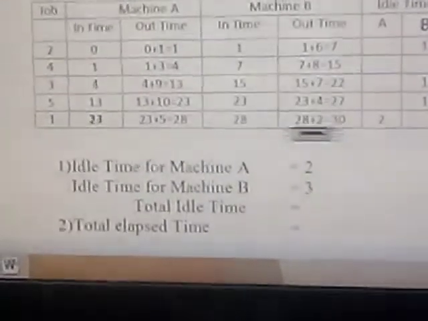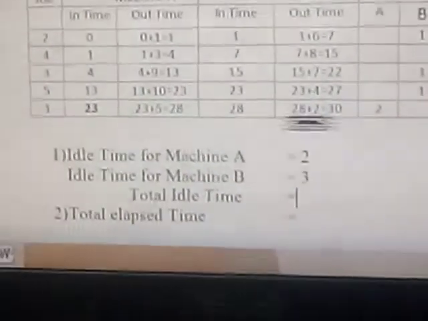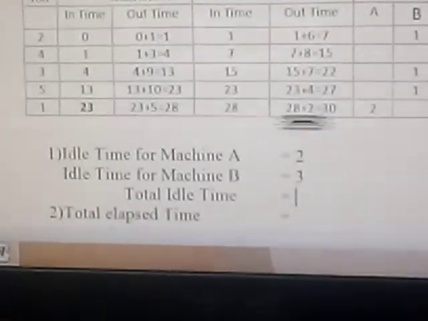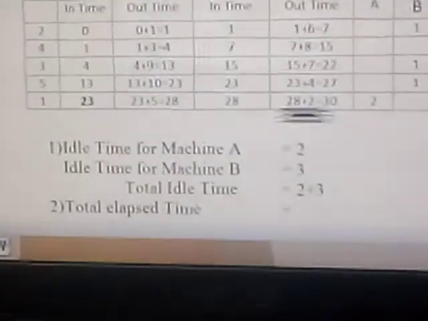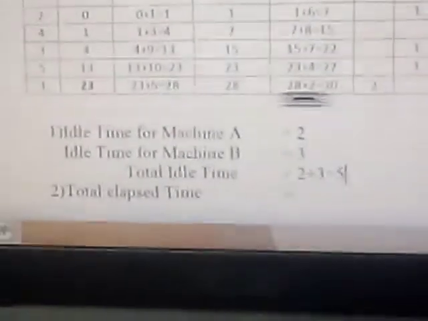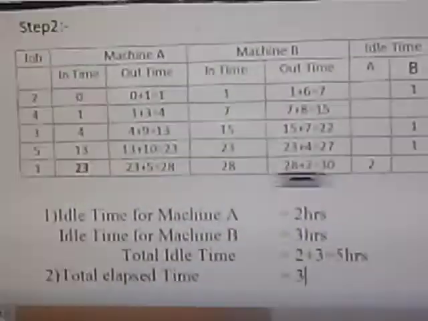The total idle time is 2 plus 3 equal to 5 hours. Total elapsed time is 30 hours.